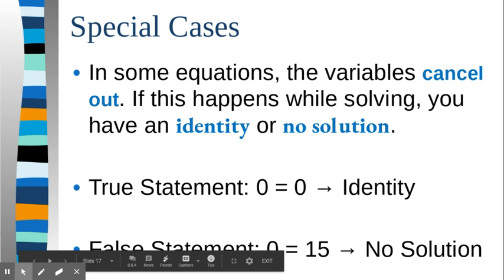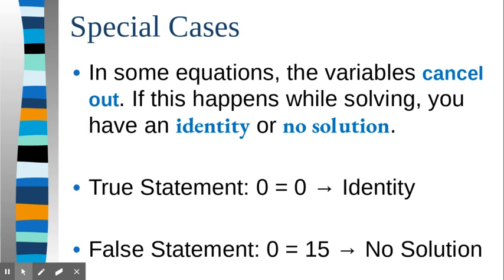Okay, I want to talk about some special cases. If you start to move things around and your variable cancels out or disappears, then we either have what's called an identity or a no solution scenario. We would get an identity if the numbers left over are equal on each side, like 0 equals 0, or we would get no solution if it was a false statement, like 0 equals 15. So we'll look at some of those.